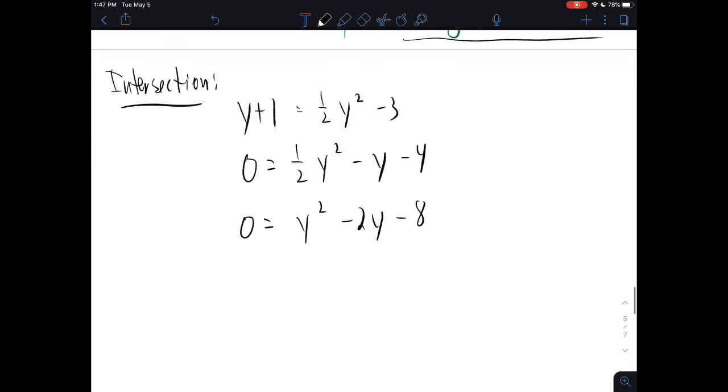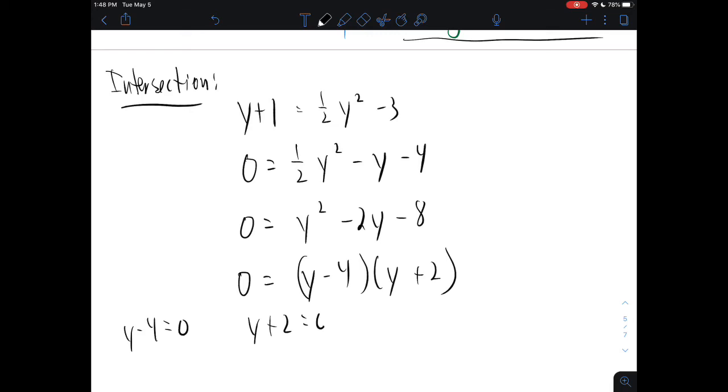And then I can factor: y minus 4, y plus 2. And then I can see that y minus 4 is equal to 0 and y plus 2 is equal to 0, which means that y is equal to 4 and y is equal to negative 2. That's where these two graphs would intersect.